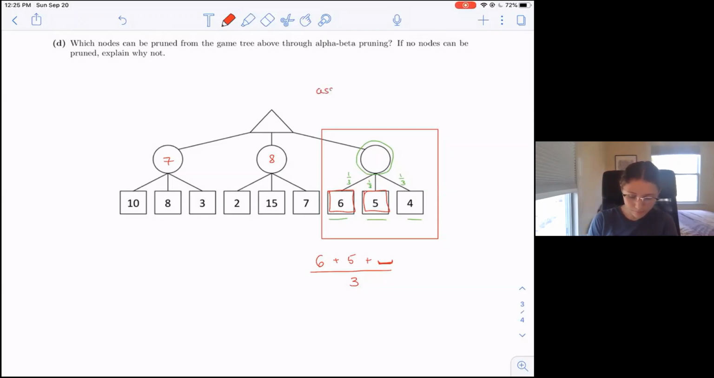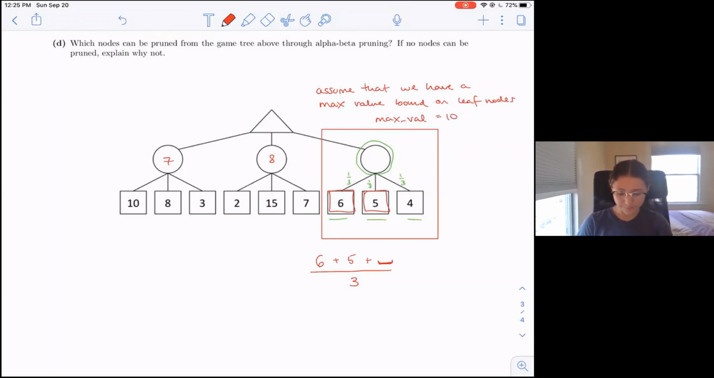So let's assume that we have a max value bound on leaf nodes. And that max value is going to equal 10. So now that we've seen 6 and 5, I'm going to cross out 4 here just because, again, in the alpha-beta pruning algorithm, it doesn't actually know what's in there. I know that you and I can see that, but for now, let's pretend we couldn't see it.